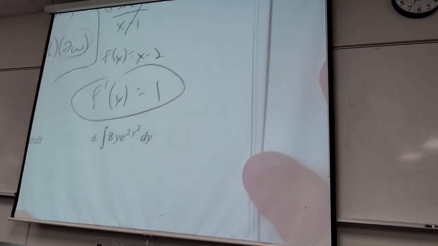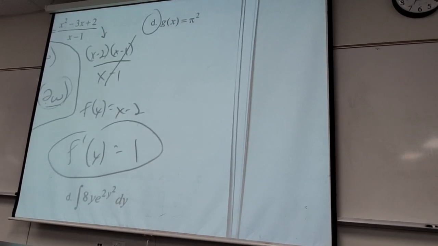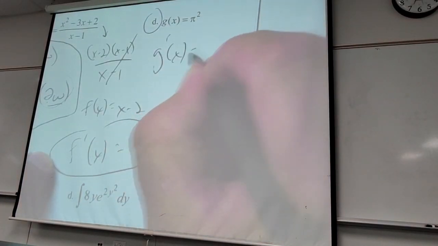What about part D? Why is that the easiest problem on there? Constant. 0. Because it's a constant, right? I get a lot of people telling me it's 2 pi. No, pi squared is just a number, so its derivative is 0. Kind of related to another problem here in a minute.